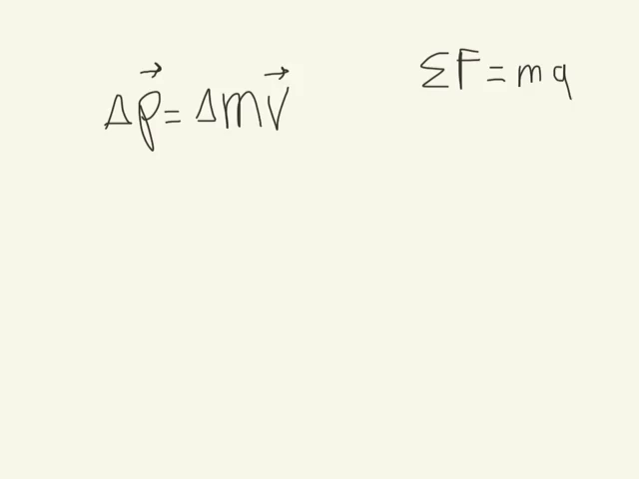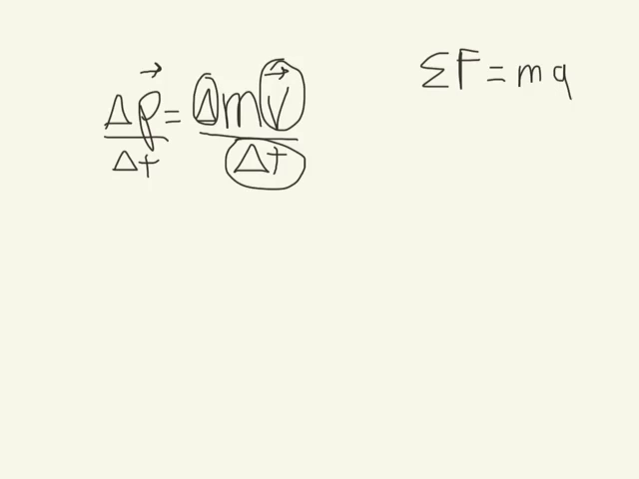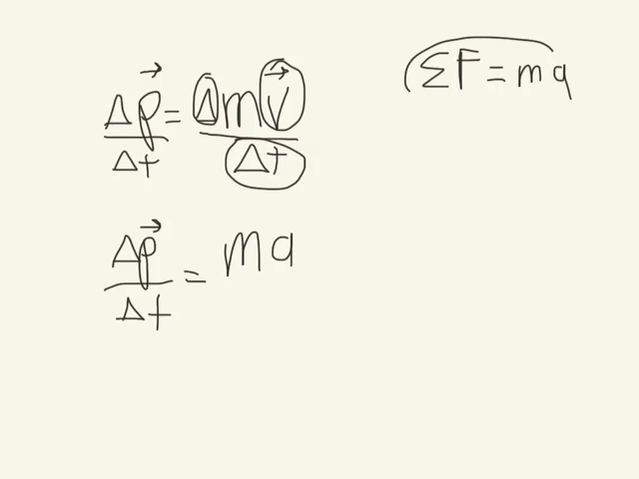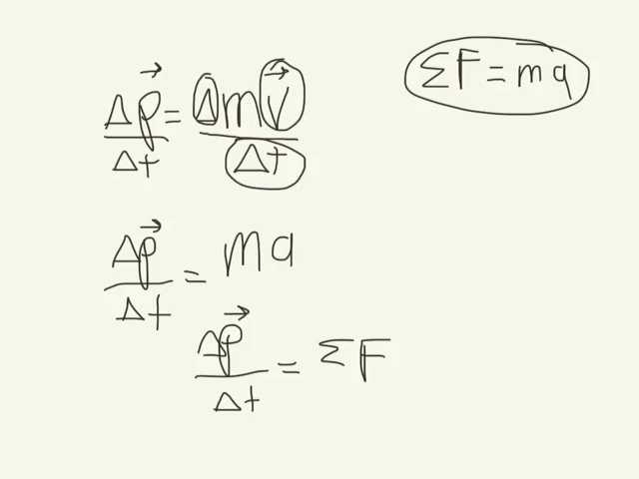So we can turn delta v over delta t into a. And if we do one thing to the right, we have to do it to the left. So the reason we did that is so we could take delta v over delta t and turn it into a. So a is going to take the place of all those. And now that we have ma, we know ma is a force. And there you have it, an expression for the change of momentum in terms of the net force applied.